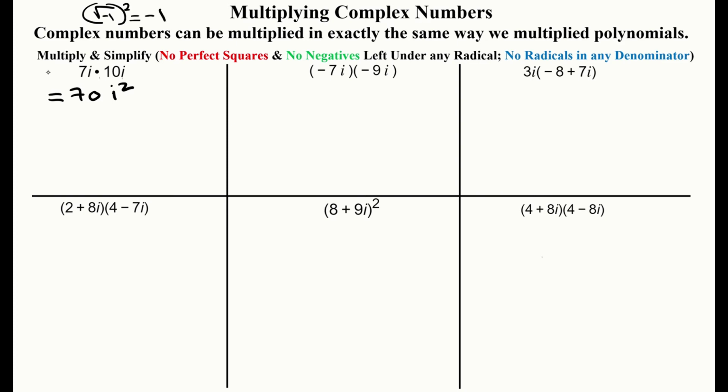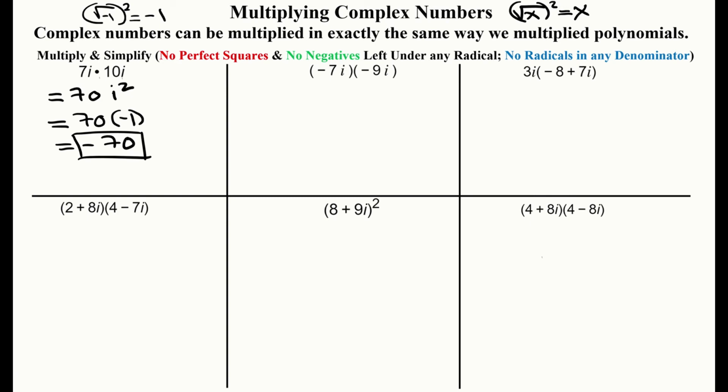Because remember, this rule works for all numbers. No matter what x is, positive, negative, or 0, this rule holds. It's universal. So the square root of any number squared is itself, regardless of what the number is. So of course here we're going to replace i squared with negative 1. So we get 70 times negative 1, and here we get negative 70. Okay?